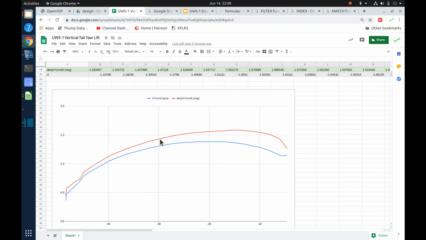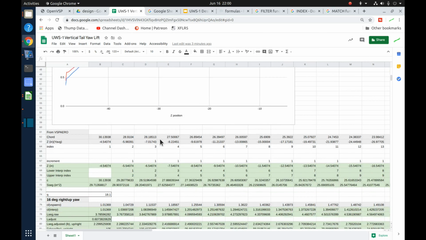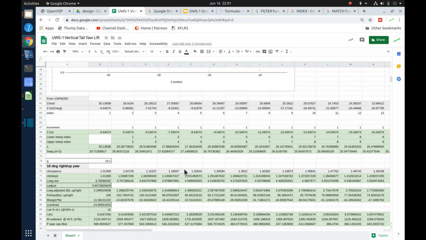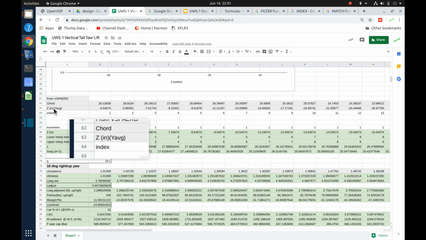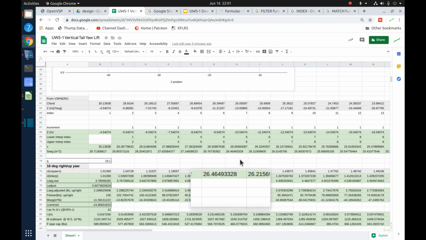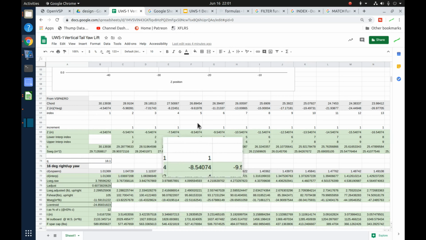Let's talk about some of the other things we've been calculating. So I started some new calculations down here. So again, I copied the chord and Z values on these 2 lines. I'm not going to go into too much detail on a lot of this because the video is starting to get fairly long.